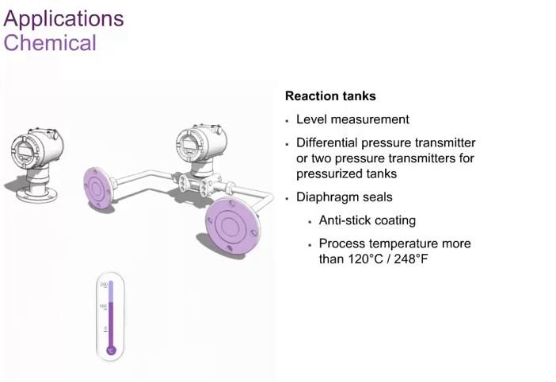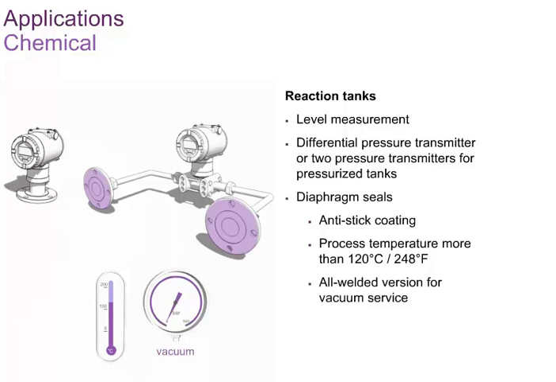The process temperature of up to 120 degrees Celsius or 248 degrees Fahrenheit in these applications is no challenge for the diaphragm seals, where versions are available for use up to 375 degrees Celsius or 700 degrees Fahrenheit. The all-welded version for vacuum service provides high reliability for these applications. Where the tank, for example a storage tank, has a connection to atmosphere, the level measurement can be performed using a gauge pressure transmitter instead of a differential transmitter.